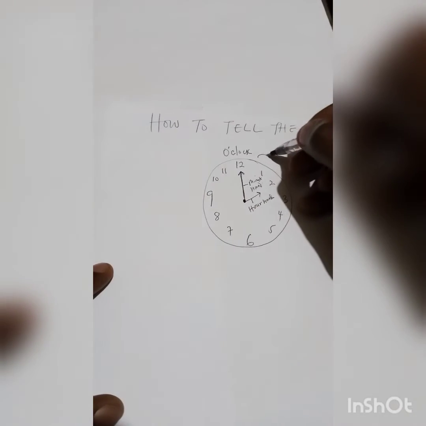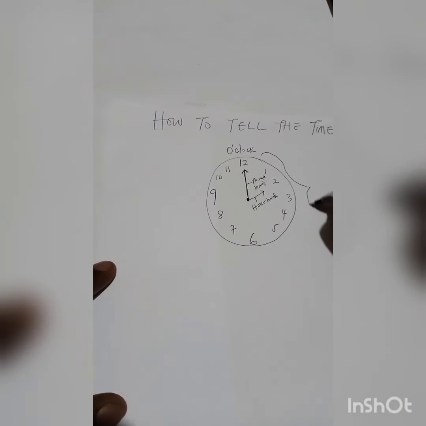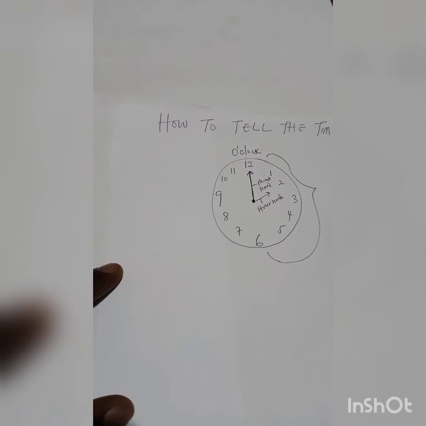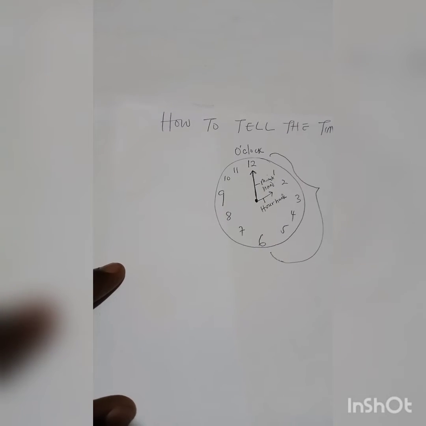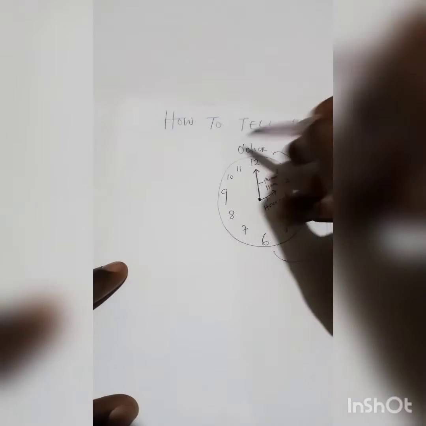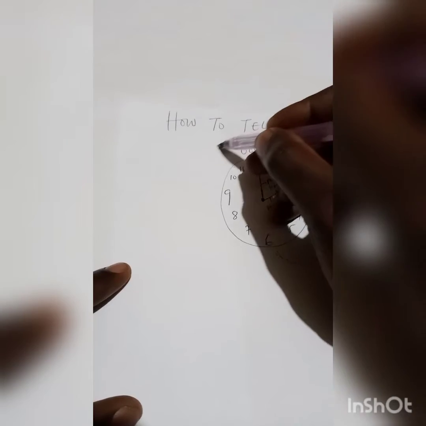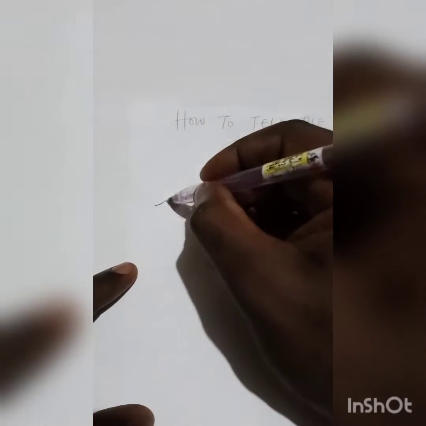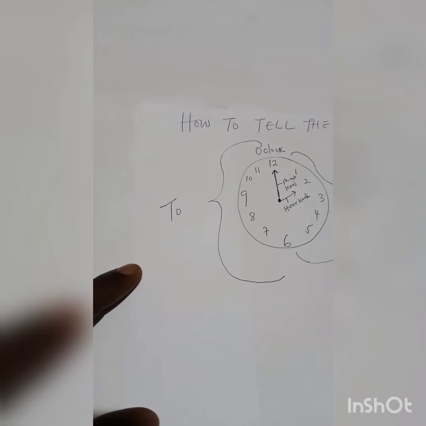Now, this part of the clock is called the past. Past helps you to give past time. Why this other half of the clock is used to give you the "to" time.